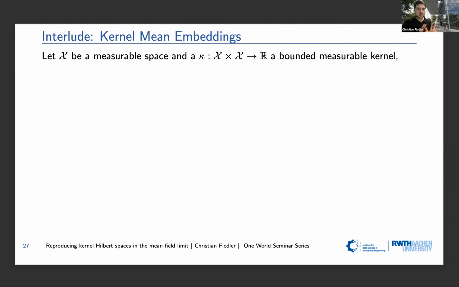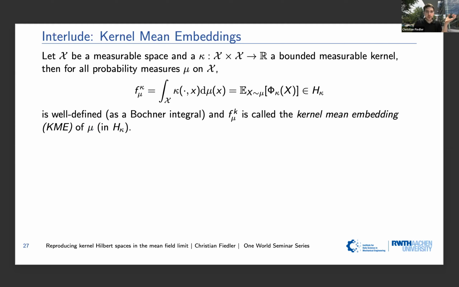Okay, and before we now leave this example, there's a very curious connection to kernel mean embeddings. So we should maybe briefly recall the basics of kernel mean embeddings. If you have a measurable space and a kernel on this measurable space which is measurable and bounded, then for each probability distribution mu on the space, we can define the following object, which is essentially just the integral of the canonical feature map of the kernel kappa, which is then obviously a Hilbert space valued integral. This is in the sense of Bochner. It turns out it's well defined. And the resulting object is called the kernel mean embedding, or KME, of this probability distribution in this RKHS.